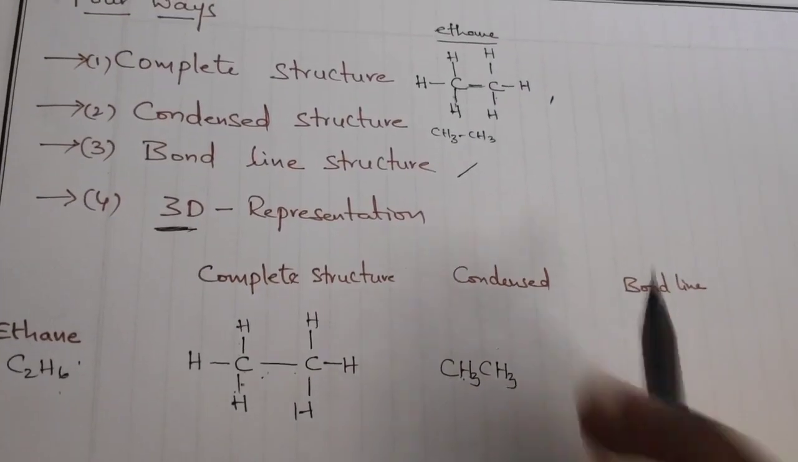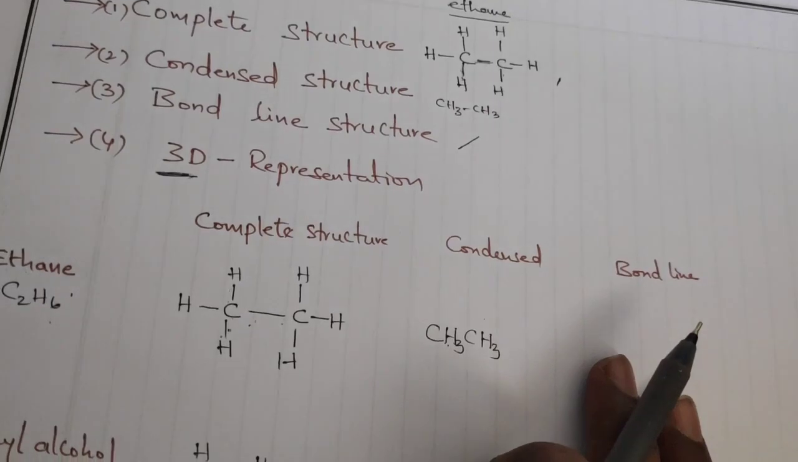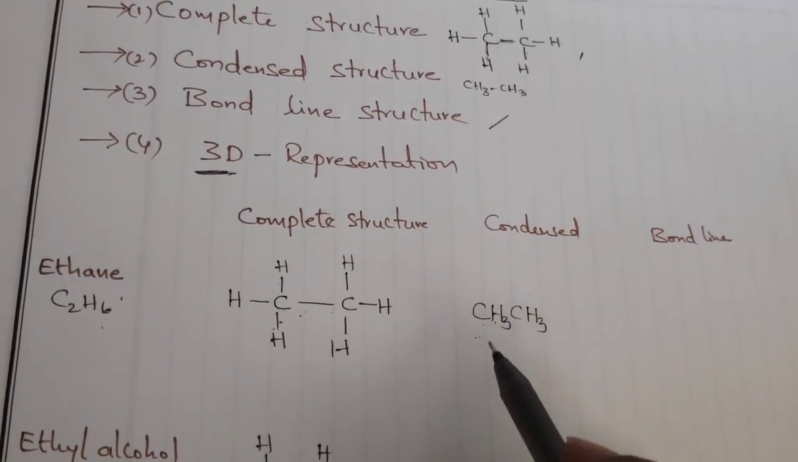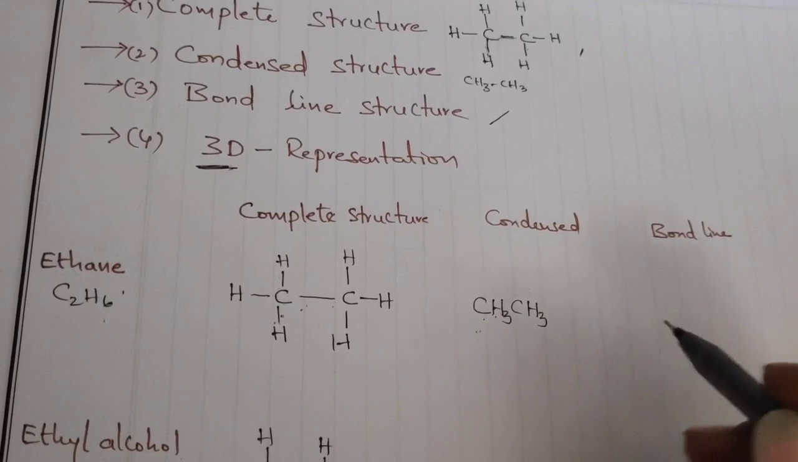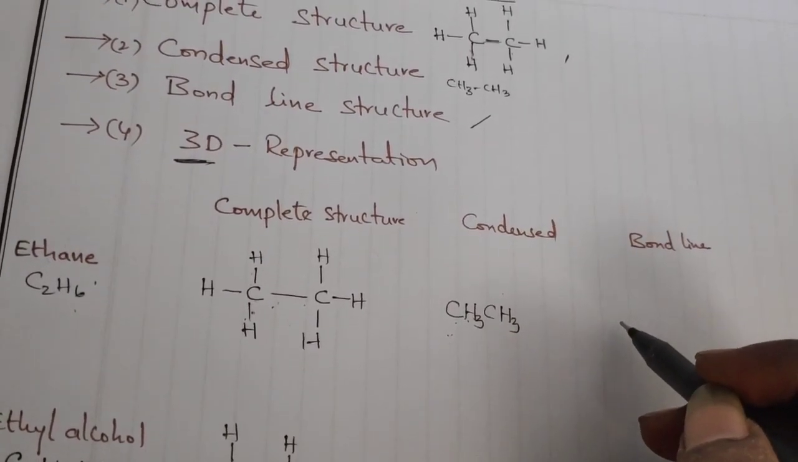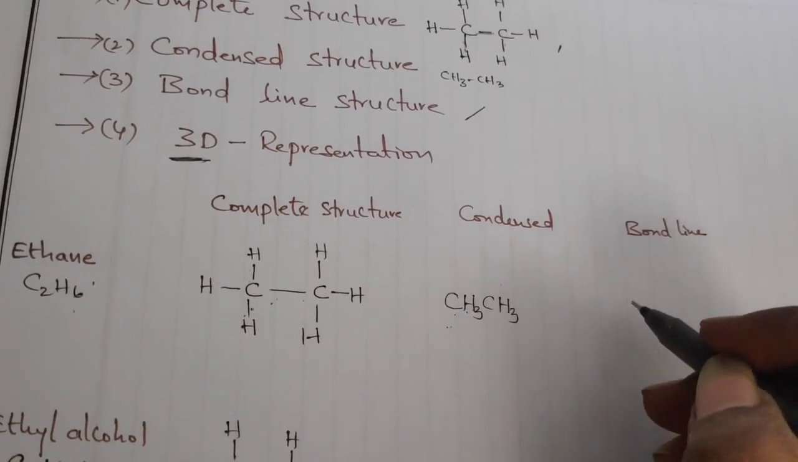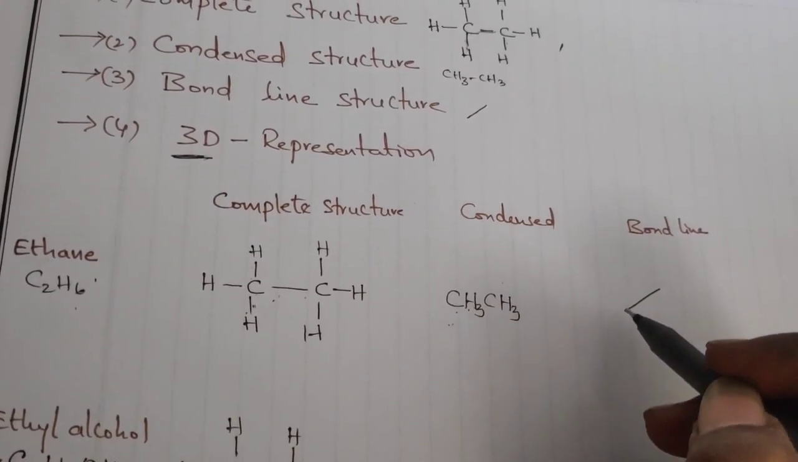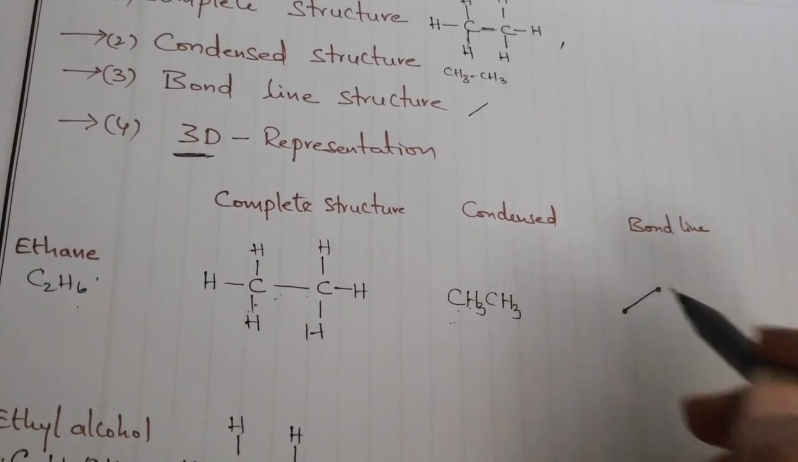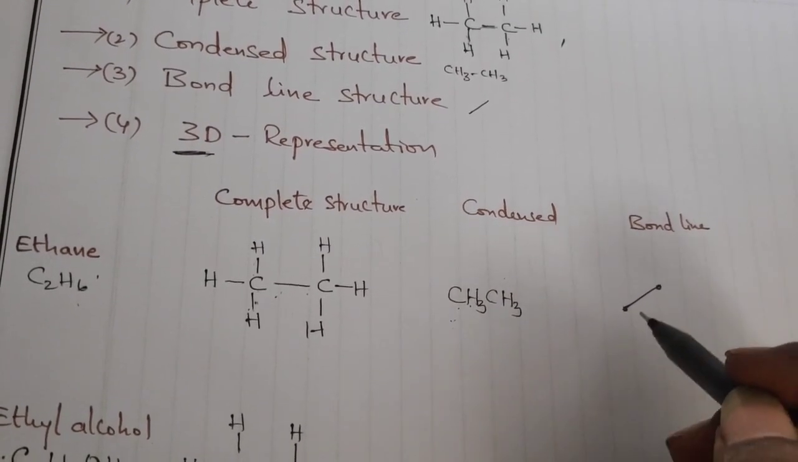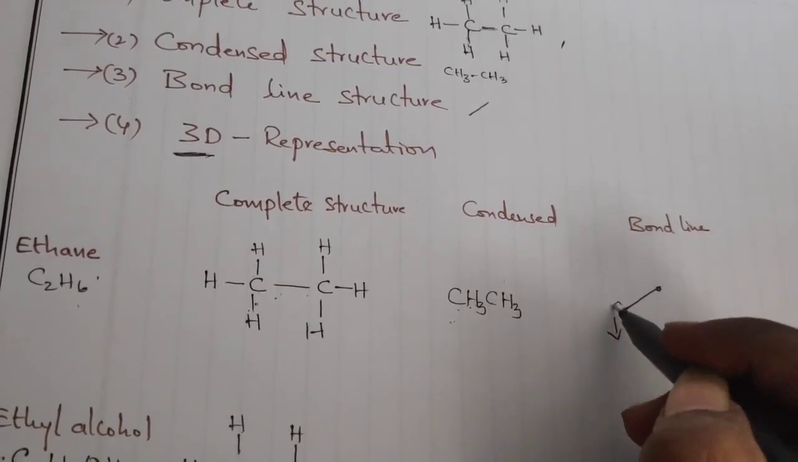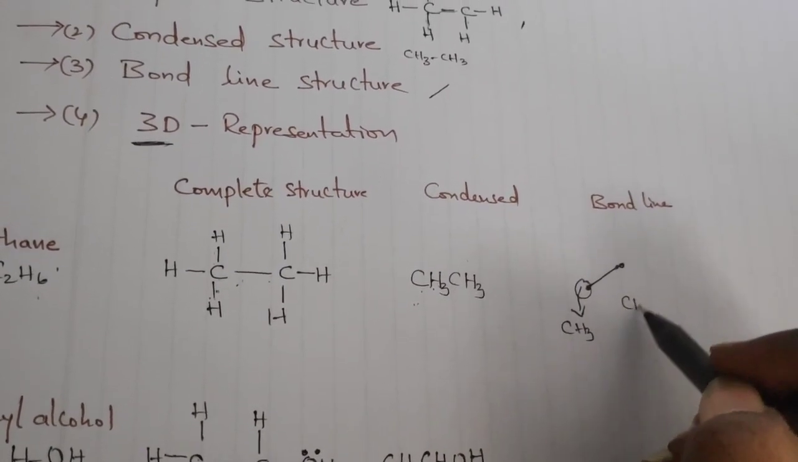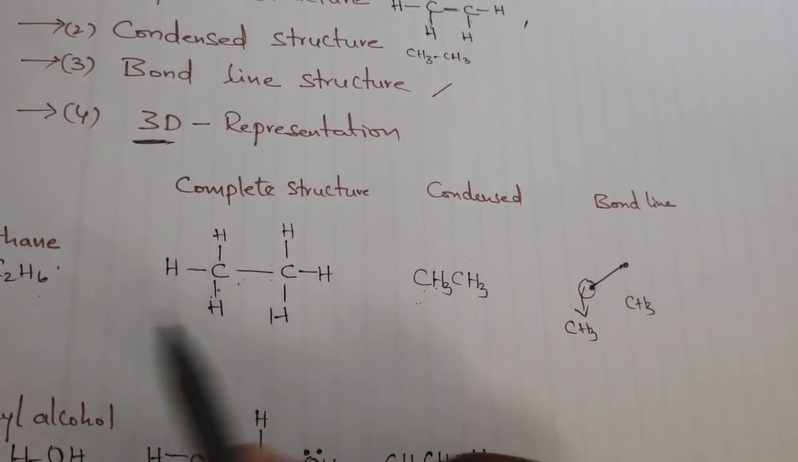And if you go for a bond line structure, it is a very simple and very convenient structure to understand. Here we omit the alphabets which have been written here, CH3 CH3. So instead of using this, we use a line in zigzag mode. For example, the ethane. So this is the bond line of ethane. Each corner is assumed to be a carbon with three hydrogens. So basically the terminal end is called methyl, and this is methyl. So this is the bond line structure of ethane.